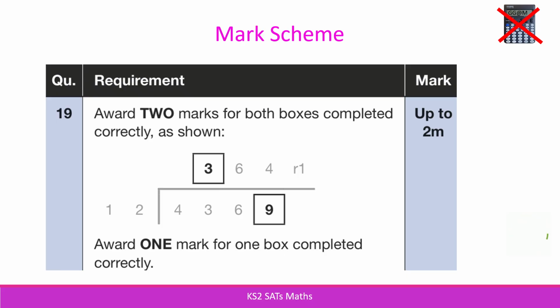The mark scheme on this question shows the answer is 3 and 9, and there's 1 mark for each box completed correctly, and up to 2M, which means up to 2 method marks.